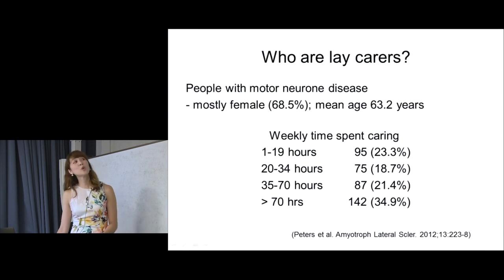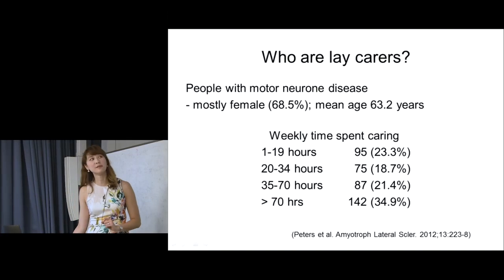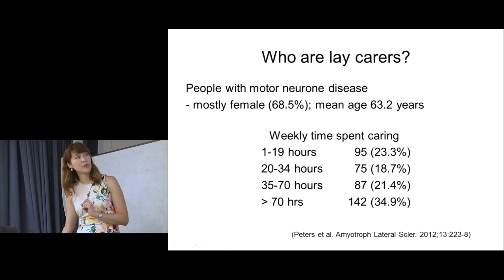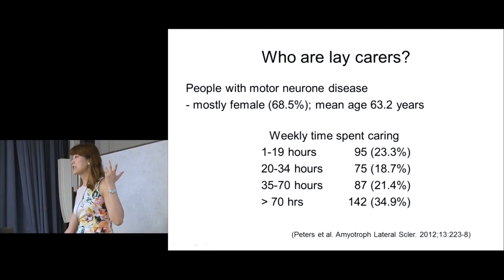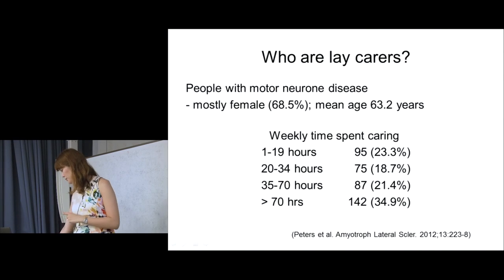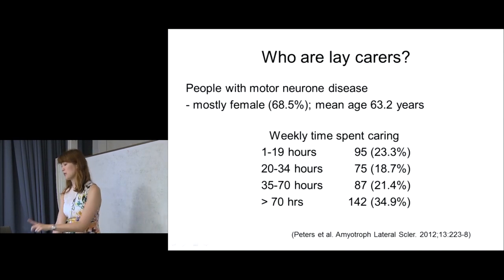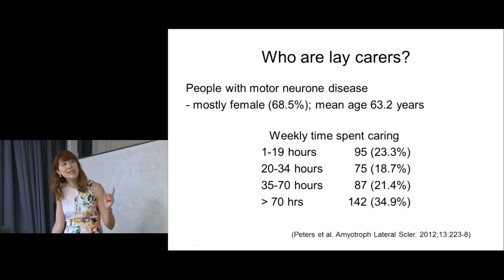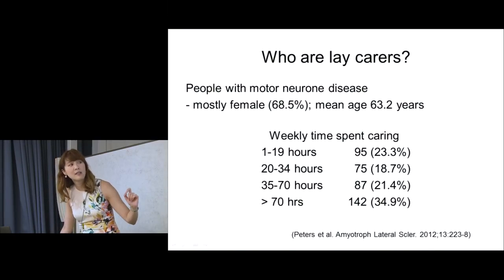Okay, so who are the carers? Who are these people? Some studies have shown that for patients with motor neuron disease, 68.5% of the carers are female. It reflects who the disease groups are, but they're not young, mean age 63.2 years old. How many weeks spent caring? Look at that. It's quite a lot, isn't it?